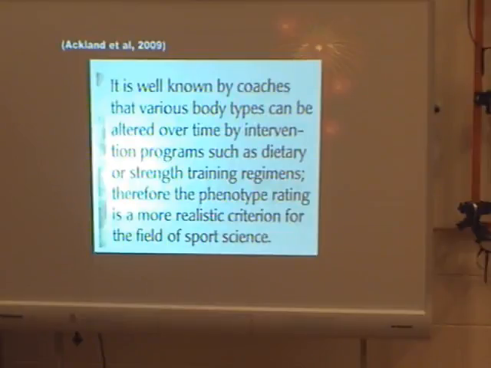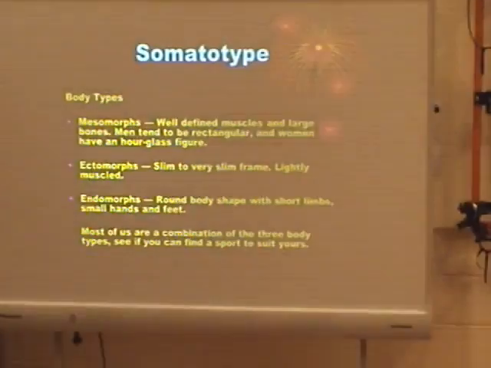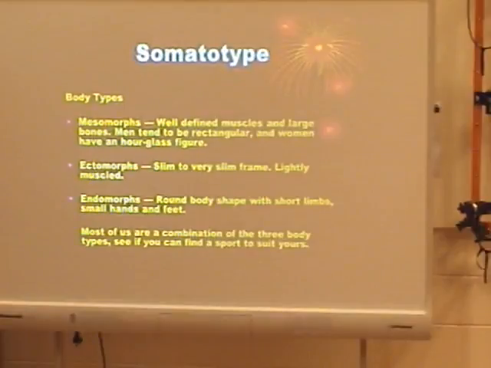I mean, you can't change, well, you can, but it's not typical. You can't really change height, but you can change the mass and you can change the balance between the fat and the muscle content in order to optimize for that particular sport. In general, mesomorphs have well-defined muscles with large bones. Men tend to be rectangular and women have more of an hourglass shape, whereas ectomorphs are slim to very slim with very light muscles. And endomorphs are round shaped with short limbs, small hands and feet.